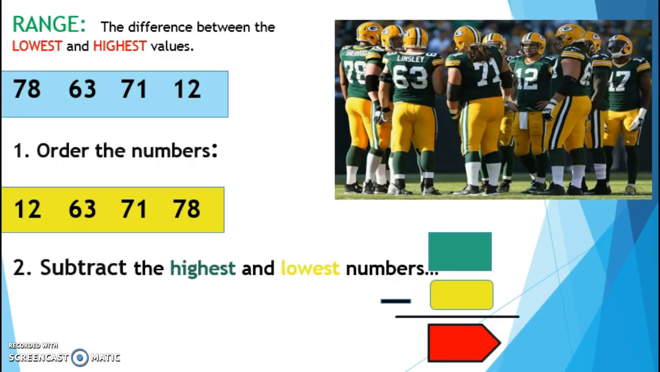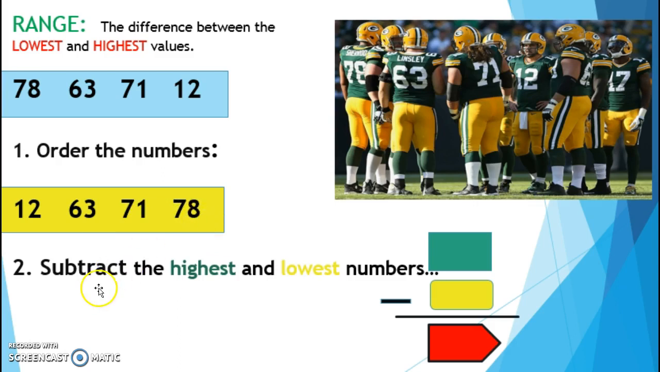All right, let's find the range. The difference between the lowest and highest values. Well, I took a look at the football jerseys from the Green Bay Packers. We've got a 78, 63, 71, and a 12. Those are the ones I could see clearly. So I just used those numbers. I ordered the numbers now. Lowest is 12, and then 63 gets higher, 71 gets a bit higher, and then 78 is my highest.